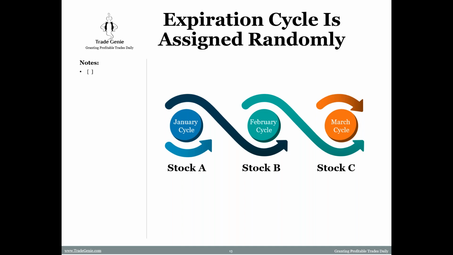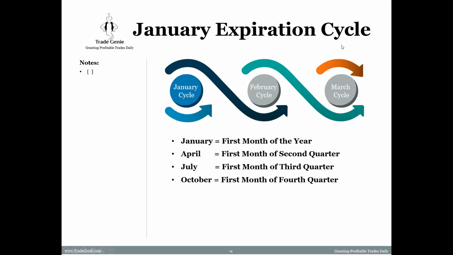Now, when a stock starts trading options, they randomly assign it, or maybe they have some logic, but I read that they can get assigned randomly to a stock cycle: January cycle, February cycle, or March cycle. So if 3 stocks come to IPO and start trading options, one can get assigned to the January cycle, another to February, and the third to the March cycle. So what is the January expiration cycle?